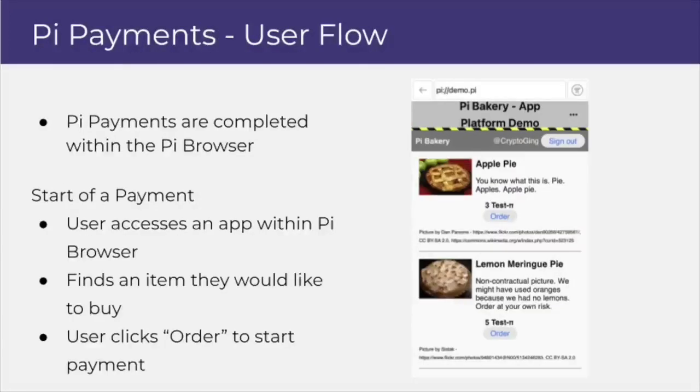So now we'll begin the payment flow. And so I'm looking at the application, and I want to buy an apple pie. All I do as the user is I click order. And once I click order, then the payment flow changes.